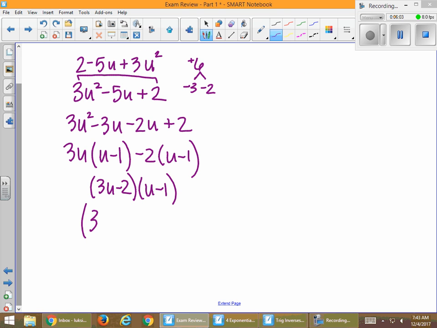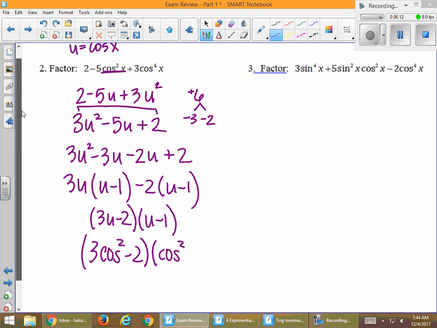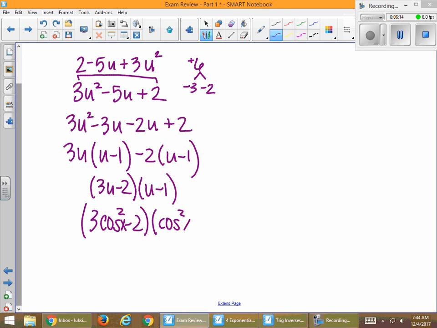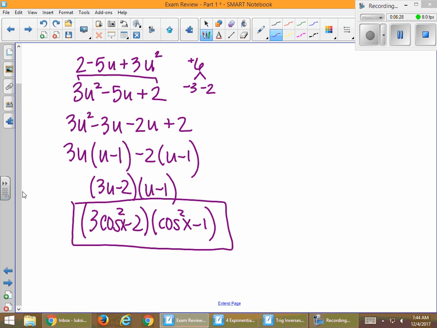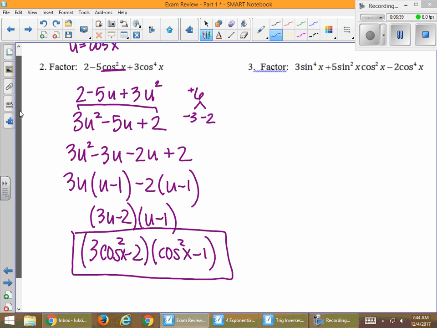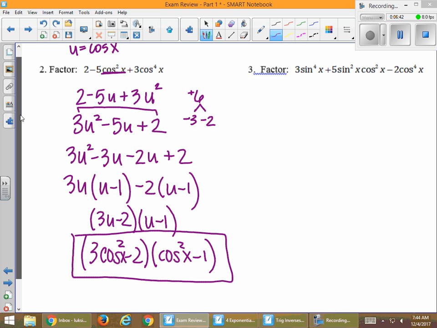So this is 3 cosine squared of x minus 2 and cosine squared of x minus 1. Gotta have those variables. So that's your final factored form there. I have my negatives in a little bit of a different place on the exam review that I had scanned in. It's an equivalent solution, and it's just because I kept the order from the beginning. So if you have an equivalent solution, that's great. You should be able to find that solution on the multiple choice test pretty easily.